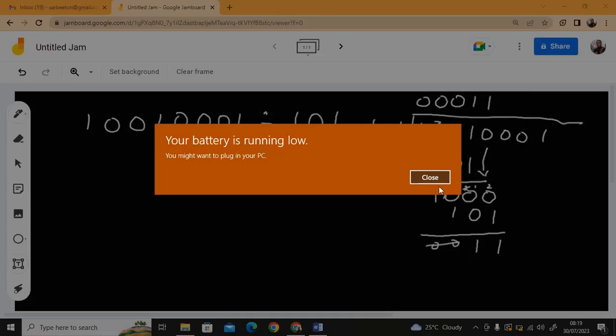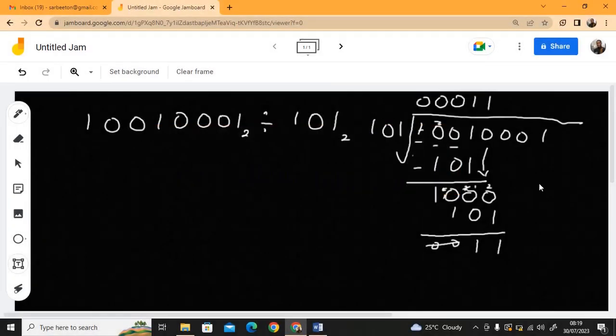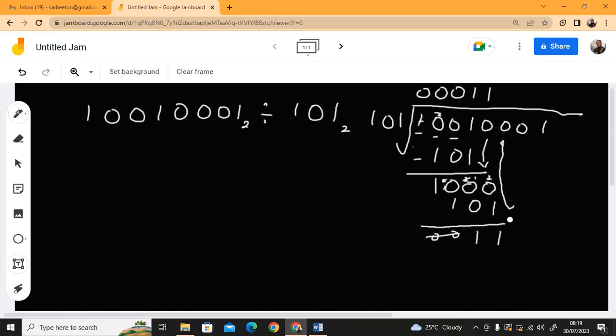So the next thing is that you bring this 0 down. Now 101 is smaller than 1000, this is 1 and 10. 101 is smaller than this, so you are going to write 1. 101 times 1 is 101. So this one you borrow from here, that is 2. 2 minus 1 is 1, right?